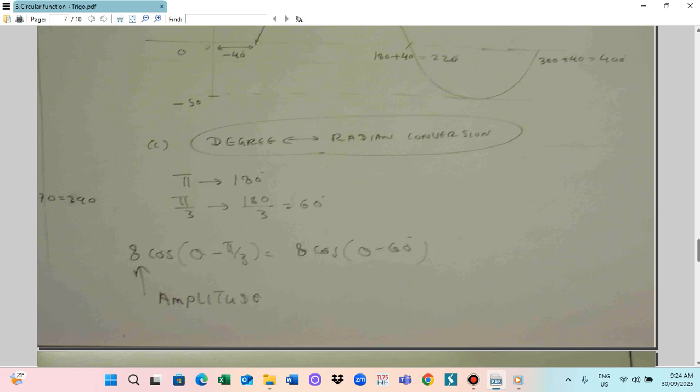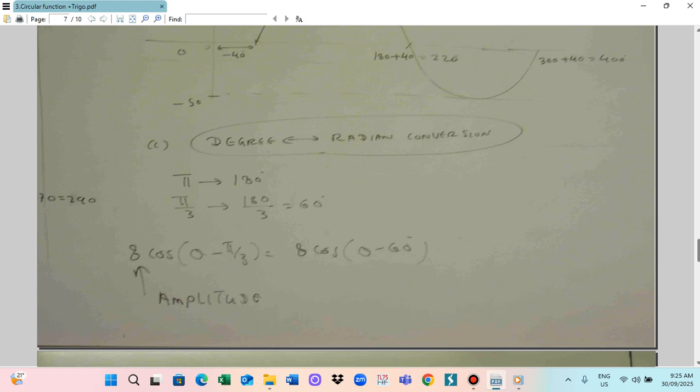So this is 8 cos theta minus pi by 3. Pi is 180 degrees, so pi by 3 means 180 divided by 3, which gives 60 degrees. So 8 cos theta minus pi by 3 means 8 cos theta minus 60 degrees. We have to plot the graph of 8 cos theta minus 60 degrees.